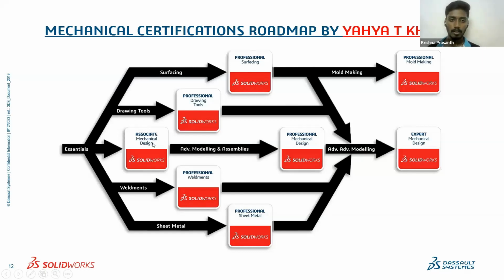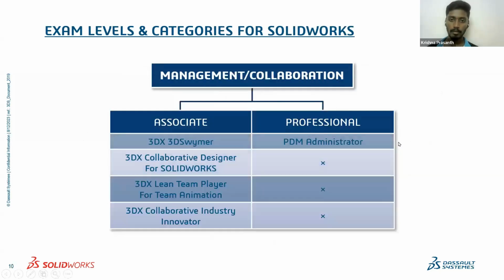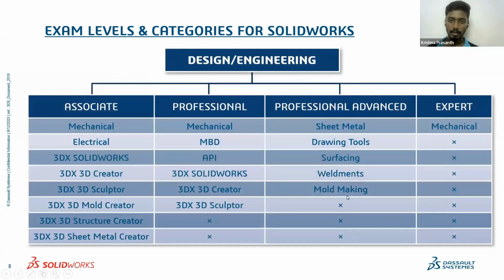Essentially, we will start with the SolidWorks associate level, CSWA Mechanical Design. After doing this, if we are good with advanced modeling and advanced assembly, we can take the SolidWorks professional. After doing this, if we need to take the expert level, there is a criterion: you need to complete any four of the professional advanced level exams. We have seen it here, right? The professional advanced level exams. From these, any four exams will make the candidate eligible to take the expert level Mechanical Design.